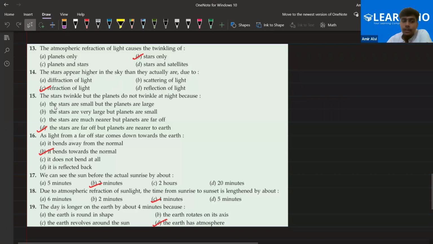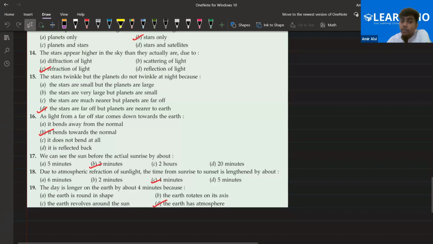Is there anyone who is having doubt? Next is, we can see the sun before the actual sunrise by about 2 minutes, because of atmospheric refraction. Due to the atmospheric refraction, the time from sunrise to sunset is lengthened by about 4 minutes. Clear?